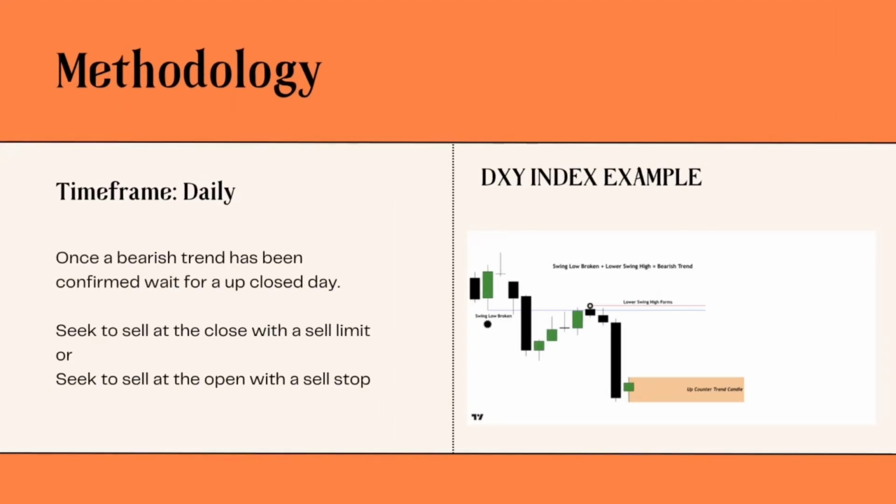Methodology. The time frame that we're going to be looking at is the daily. Once a bearish trend has been confirmed, wait for an up close day. Seek to sell at the close with a sell limit, or seek to sell at the open with a sell stop. On the right, we have an example of the DXY. We have a swing low broken, then a lower swing high, and then after we can see an up counter trend candle forms. That is the candle we're going to be selling at the close with a sell limit and selling at the open with a sell stop.